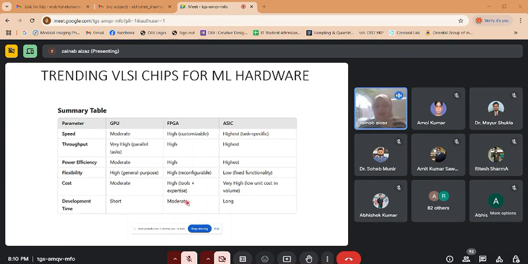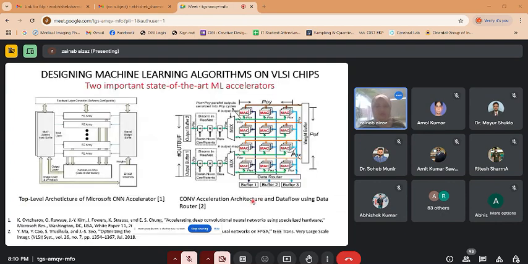I will tell you how, because we have very good tools for FPGA modeling, so we can make it easily. And then for ASIC, you have a long time, as I will tell you shortly. If you are designing an ML accelerator, you should know how the accelerator is actually designed.